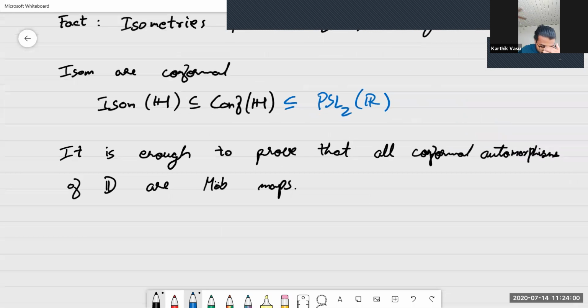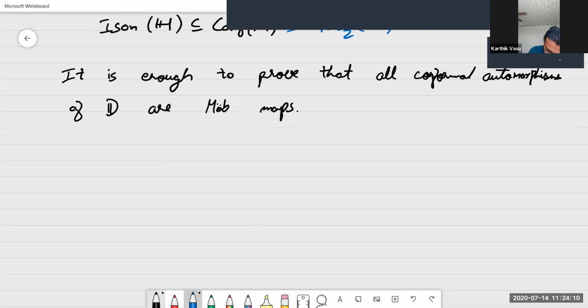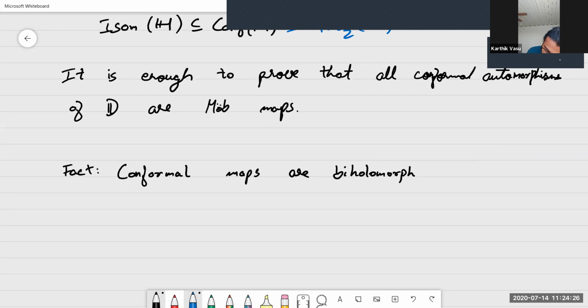It will be enough for us if we prove that all conformal automorphisms of the disk are Mobius maps. One other fact you should know, which I will just use without proving, is that the conformal maps will be biholomorphic. Once you have this, we know that all biholomorphisms of the disk are the Mobius transforms.